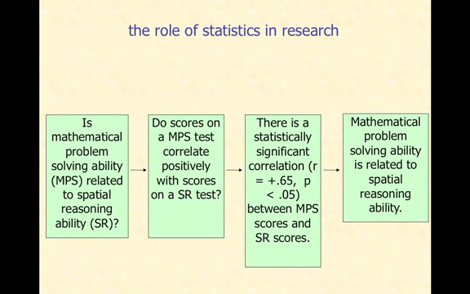Finally, we can come to a statistical conclusion. Is there or is there not a statistically significant correlation between mathematical problem-solving ability and spatial reasoning scores? We find that there is, and then we can come to a substantive conclusion. Mathematical problem-solving ability is related to spatial reasoning ability. This circle, leading us from our substantive question all the way through to our substantive conclusion, all the way along here, it's critical to remember what is the purpose or what is the point in our conducting particular statistical tests.